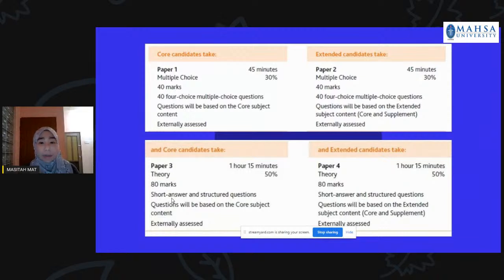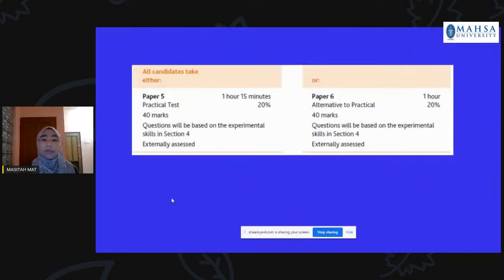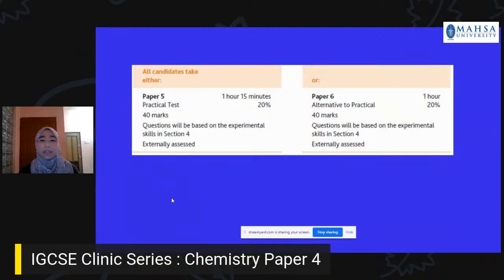If you are taking the extended chemistry paper, you're going to sit for paper 2, which is a multiple choice question, paper 4, which is a theory question, as well as paper 5 or 6, depending on your school or your center, whereby paper 5 is a practical test and paper 6 is the alternative to practicals. So it will depend on core or extended. The depth of the subject will depend on whether you take core or extended. If you are IGCSE students, you know that you can get all the syllabus from the Cambridge website, and also the past papers.